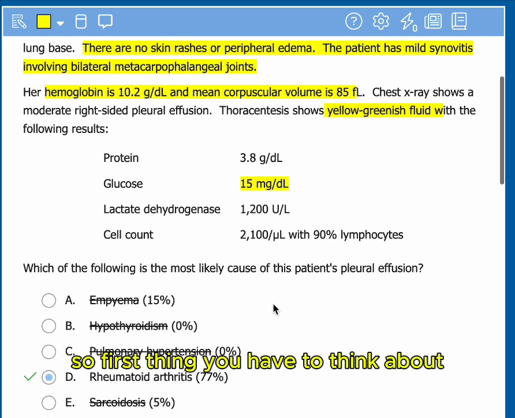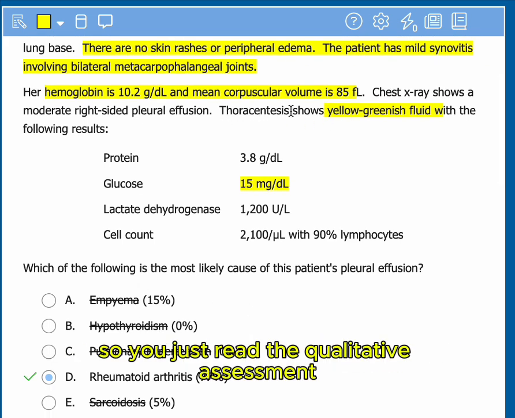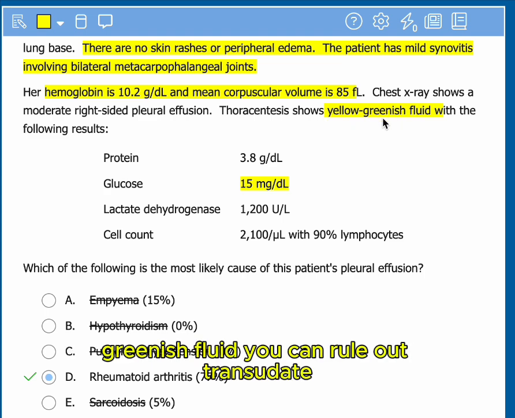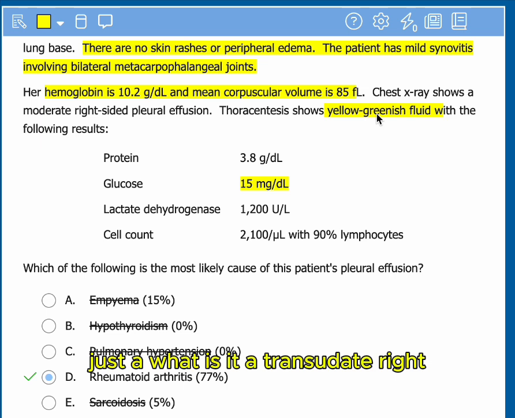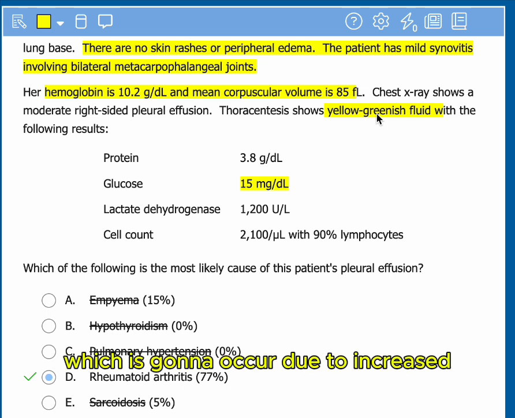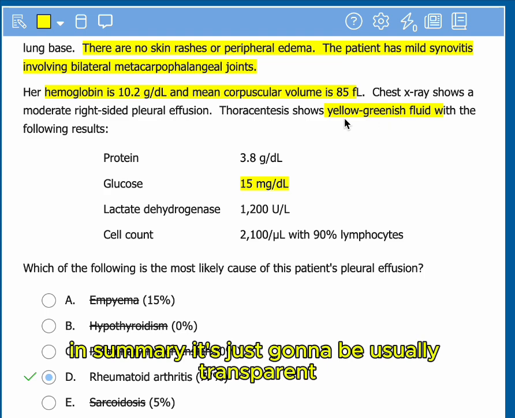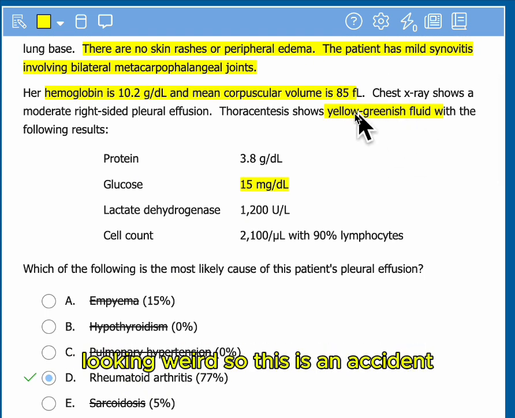So the first thing you have to think about if you want to diagnose why the effusion is a transudate or exudate is the qualitative assessment, how it looks with the bare eye. It looks like a yellow-greenish fluid. You can rule out transudate, because a transudate occurs due to increased capillary hydrostatic pressure or decreased capillary oncotic pressure. In summary, it's usually going to be transparent. That's how a transudate will look. You will never have a transudative process looking weird. So this is an exudate.